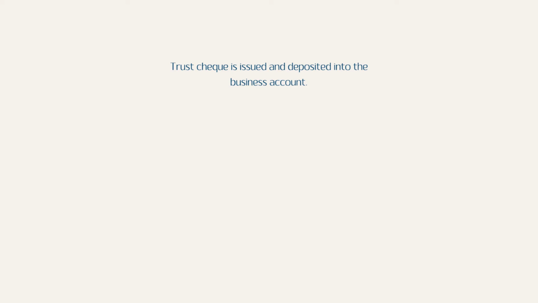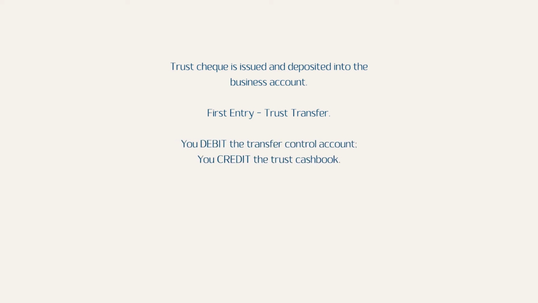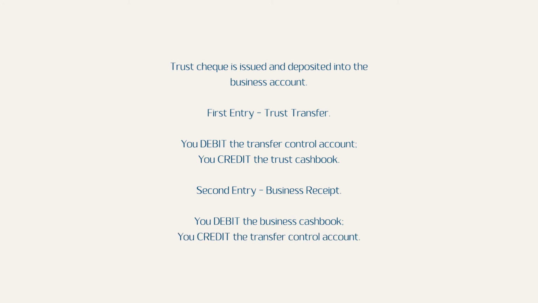This transfer is recorded as follows. The first entry is the trust transfer. You debit the transfer control account and you credit the trust cash book. The second entry is the business receipt. You debit the business cash book and you credit the transfer control account. Here is an example to better illustrate this.